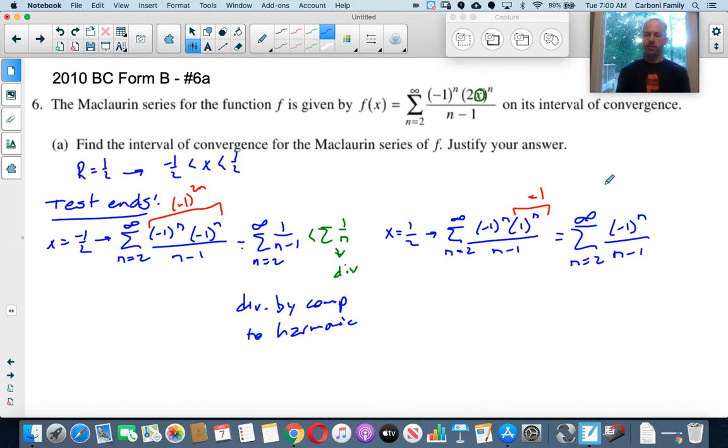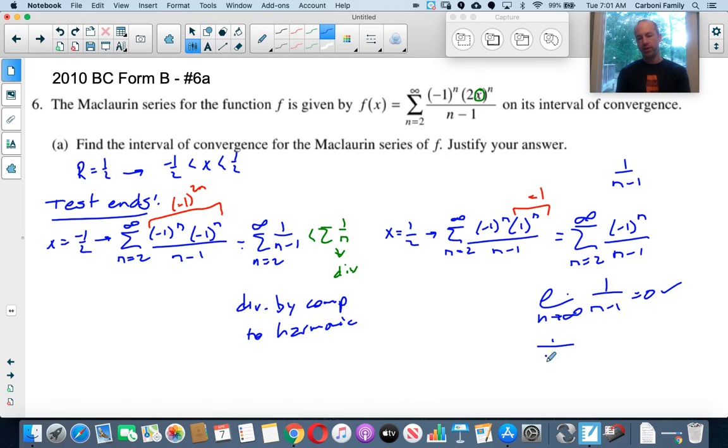This series is an alternating series. And so the alternating series test is to ignore the alternating series aspect. First you want to show that the limit of the terms does approach 0, which is true. And then you also want to show that this series would decrease, ignoring the alternating part. So does the series 1 over n minus 1 decrease?